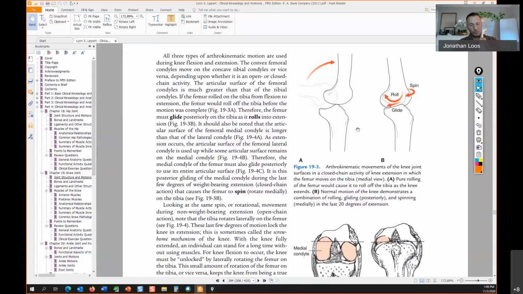And then there is no sagittal plane motion. So there's no frontal plane motion. Any frontal plane motion here results in an MCL or LCL tear. So you usually don't get that gapping.